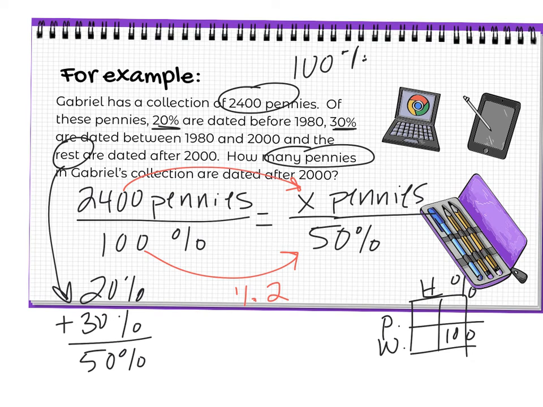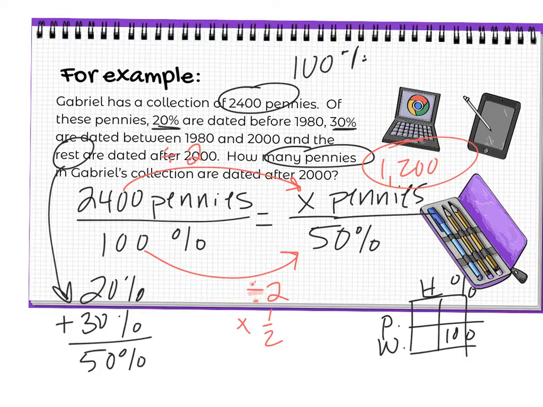So divide that by 2, or times by 1/2, so half of 2,400 is 1,200. So he has 1,200 pennies that are dated after 2000, okay?